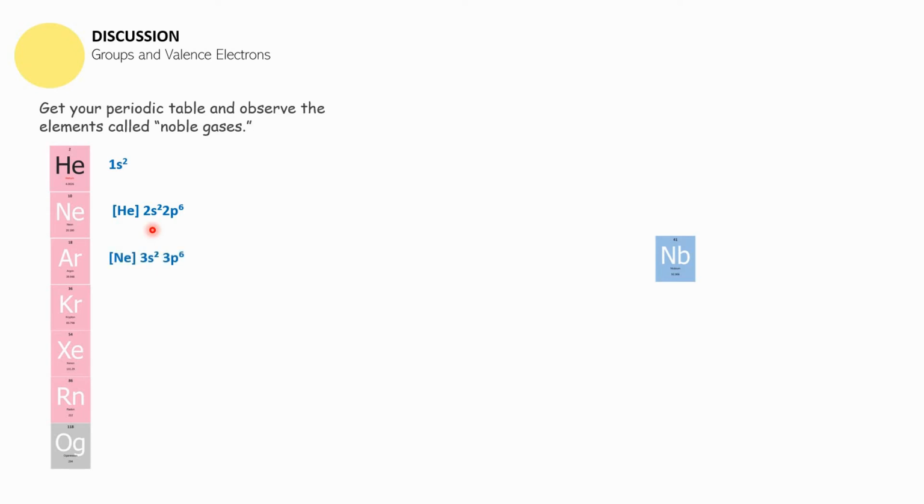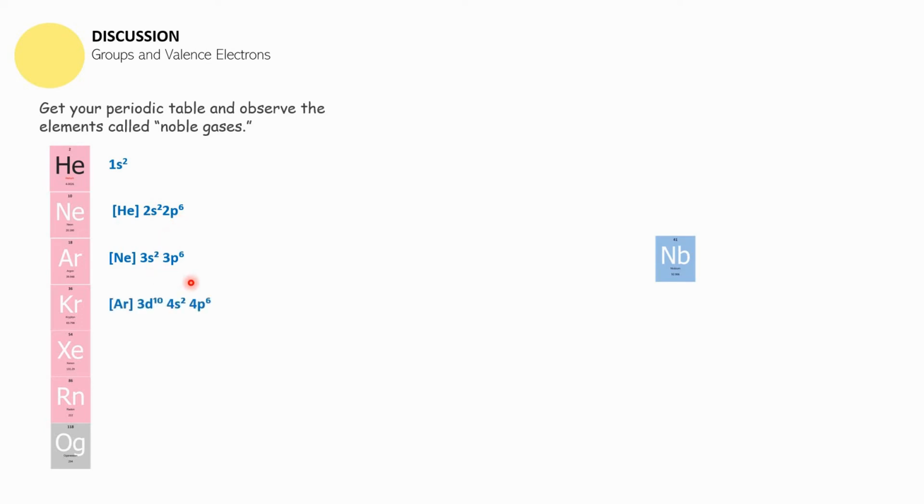Next one is argon. The electronic configuration of argon, it says here, is neon. So what does that mean? Neon is 2s2, 2p6 with helium, which is 1s2. So the complete electronic configuration of argon is 1s2, 2s2, 2p6, 3s2, 3p6.